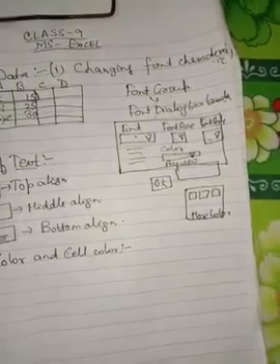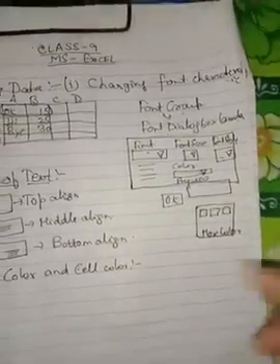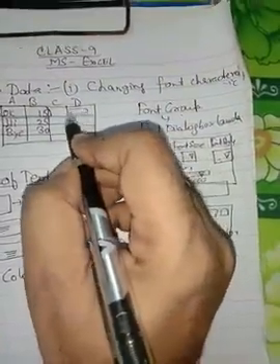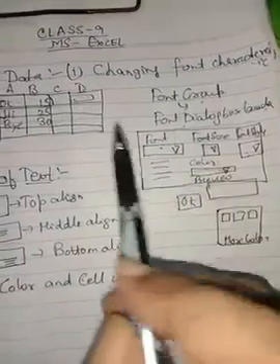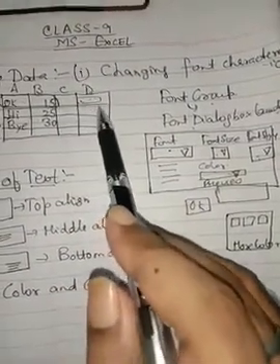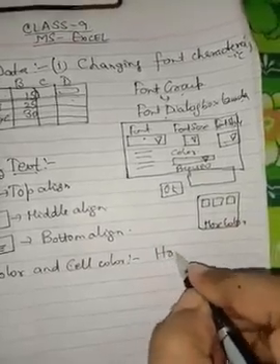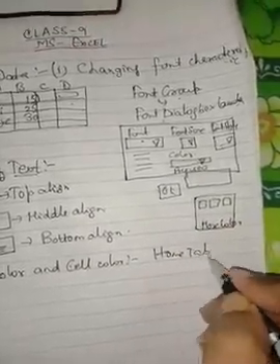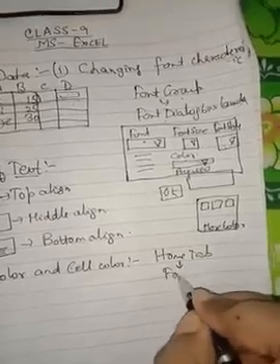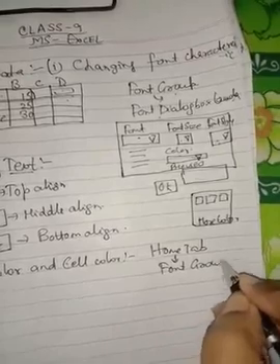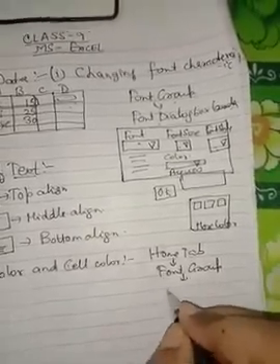Now the next topic is how to fill the desired color in the cell. Now we want the background color of the cell to be filled with a particular color. So first of all, select the cell or the range of cells whose color needs to be filled. Now move to the home tab. From the home tab, go to the font group, and from the font group click on the fill color button.